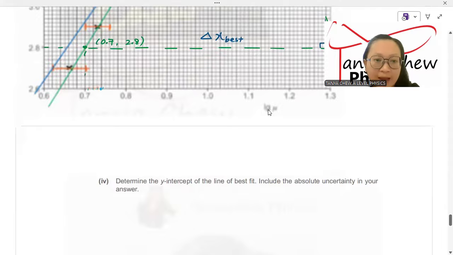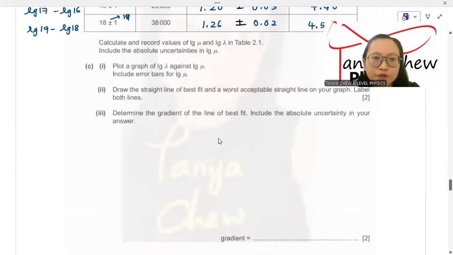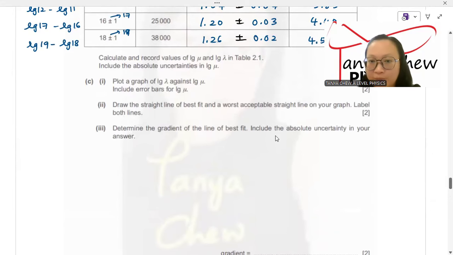And then after that, determine the gradient of your line of best fit, include the absolute uncertainty in your answer. So I'm going to find the best fit first. Best fit.